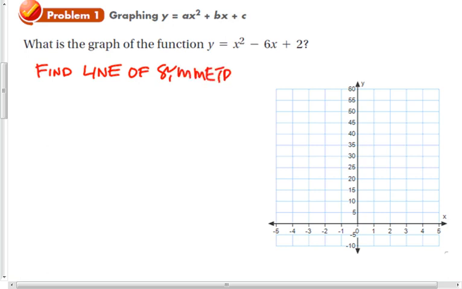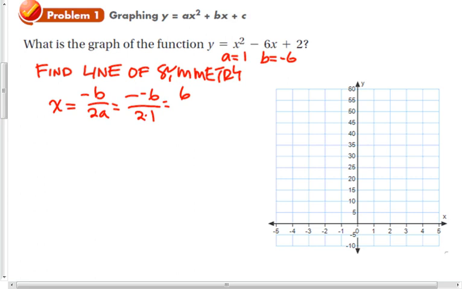To do that, we have to know that a is equal to 1 because it's 1x squared, and b is equal to -6. And the line of symmetry is x equals the opposite of b divided by 2a, which is -(-6) divided by 2 times 1, which is 6/2, which is 3. So the line of symmetry is at 3. And I'll go ahead and put that on the graph right now with a dotted line. So right there is my line of symmetry.